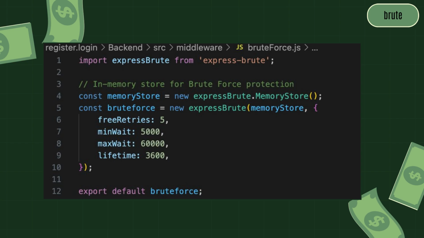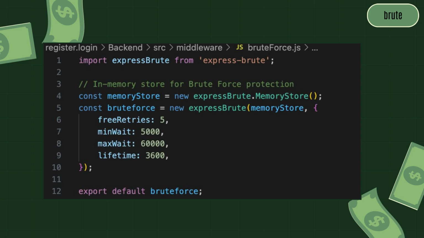Another important measure is brute force protection. Using Express Brute, we've limited the number of failed login attempts to 5. If someone enters the wrong credentials 5 times in a row, their account is temporarily locked. And this prevents attackers from repeatedly guessing passwords, which is a common tactic in brute force attacks.